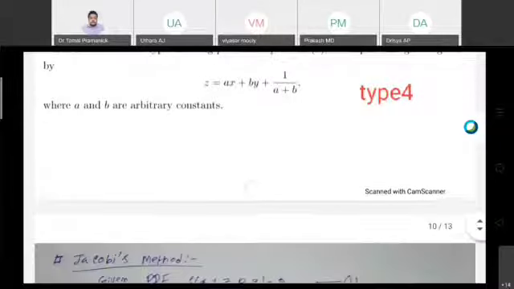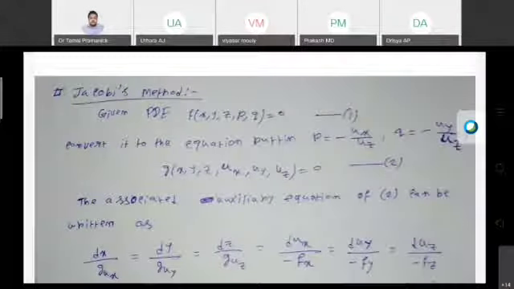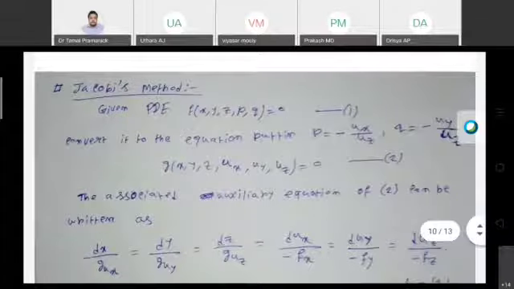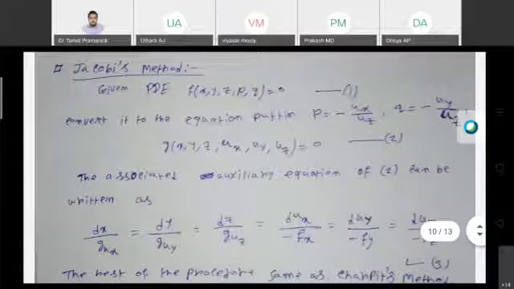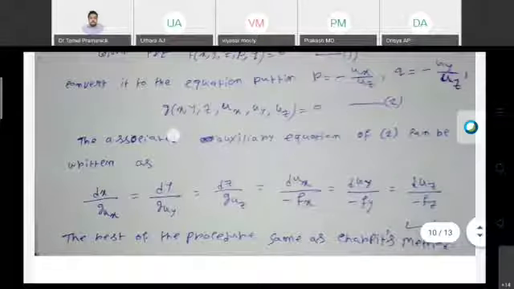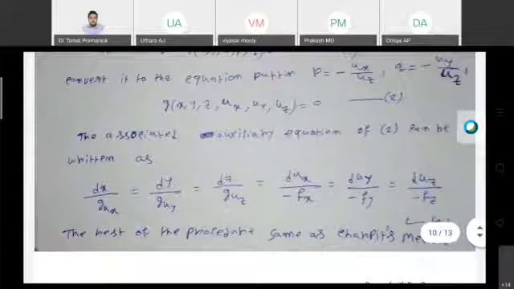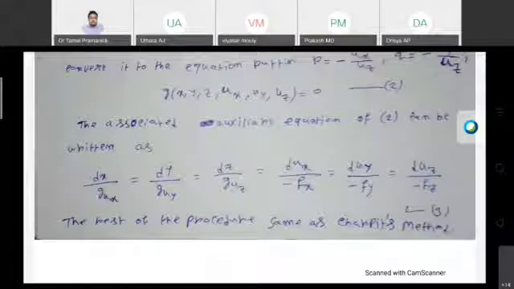Okay, so now, what is the time? 2:40. So Jacobi's method, if we complete Jacobi's method, we end. So what is Jacobi's method? In Jacobi's method, you have one equation in x, y, z, p, q. Suppose this type of equation is there, so you need to convert it to g of x, y, z, ux, uy, uz in this form.